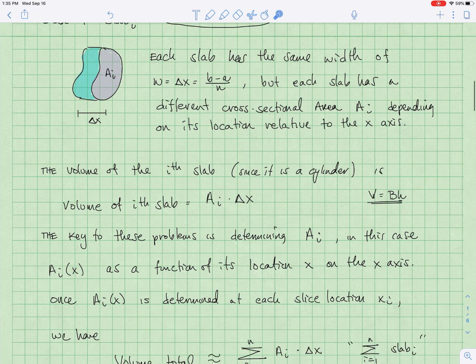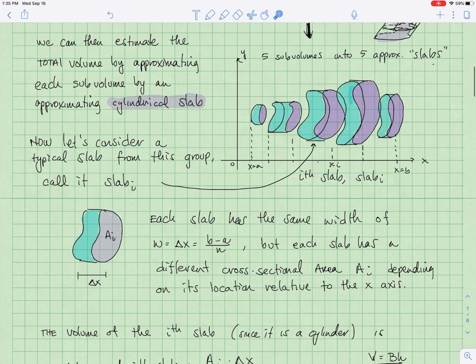So anyway, the key to these problems is determining a formula for a sub i, and in this case a sub i is a function of x, its location on the x-axis. So even though these all have different shapes, we want to boil everything down to location on the x-axis.